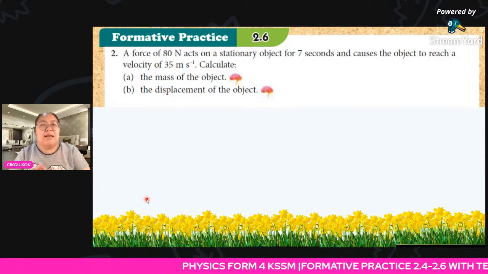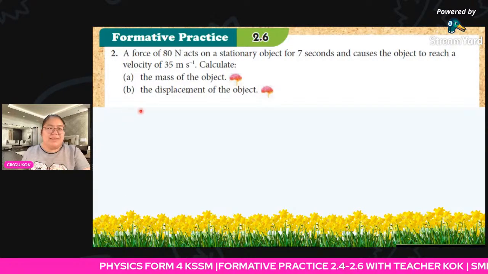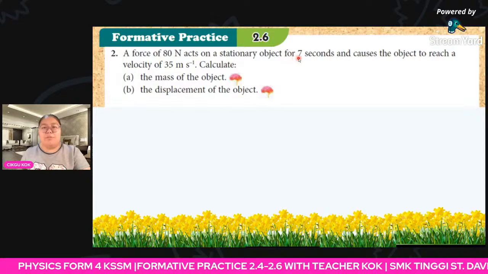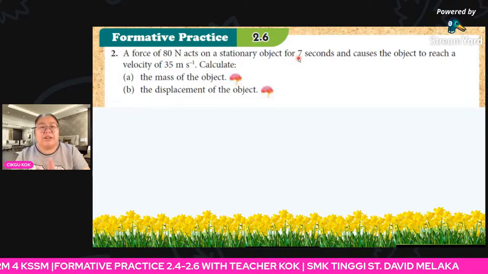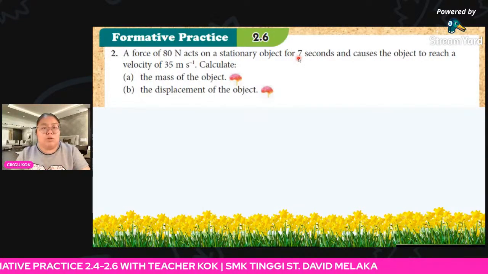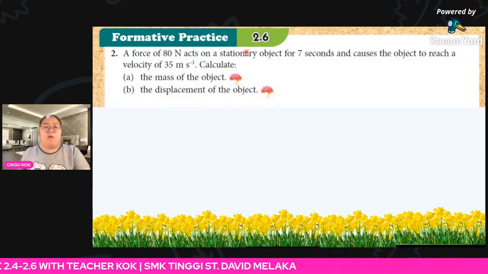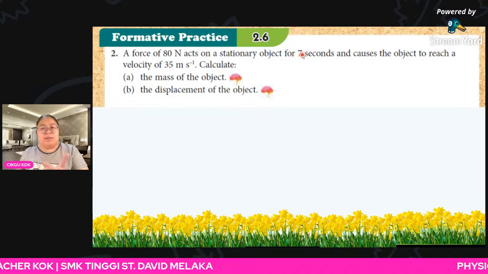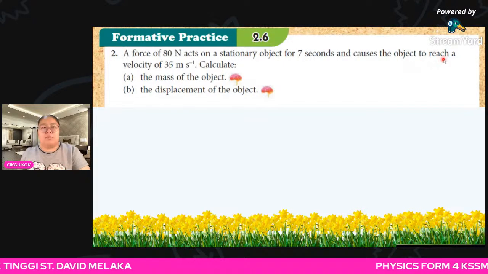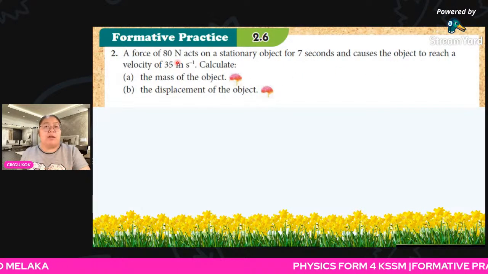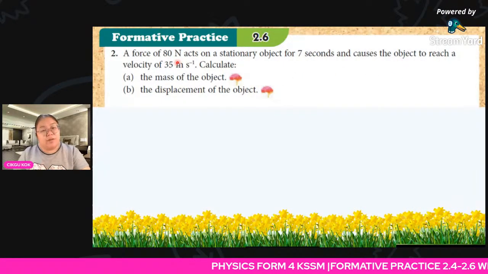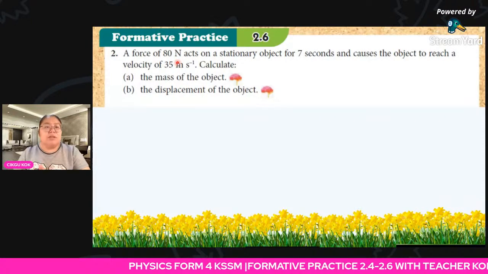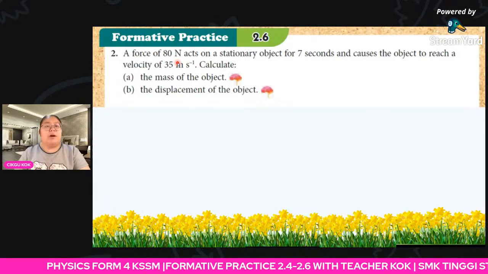Okay, understand. So from here, an 80 Newton force acts on a stationary object for 7 seconds. So you can write the info. U equals 0. The time taken is 7 seconds, and it causes the object to reach a velocity of 35, meaning this is the final velocity. So we need to calculate first the mass of the object.